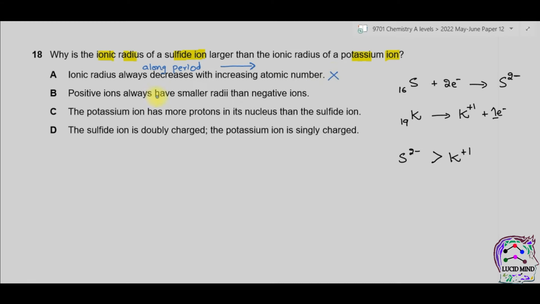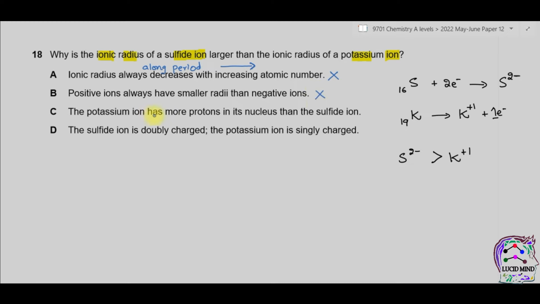Part B, positive ions always have smaller radii than negative ions. Now this statement is true if you have a similar atom. Same atom, if it makes a positive ion and a negative ion, the negative ion will be larger as compared to positive ion. But not true for different atoms. So they haven't specified, so this might be wrong.